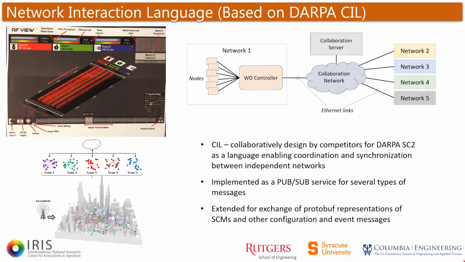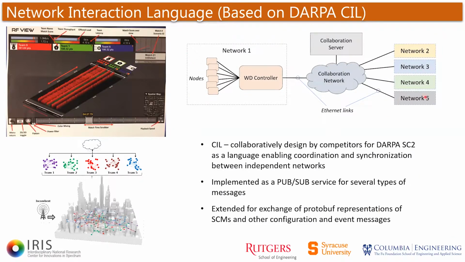SIL was implemented as a pub sub service for several types of messages. Our framework uses a network interaction language heavily based on SIL, with some adaptations. Mainly, instead of SIL's exchange of spectrum voxels, our framework enables the exchange of SCM messages, allowing for a standardized and more detailed description of intended spectrum utilization. Just as in SIL, the message exchange protocol is implemented using Google's protocol buffers to minimize the transmission overheads.